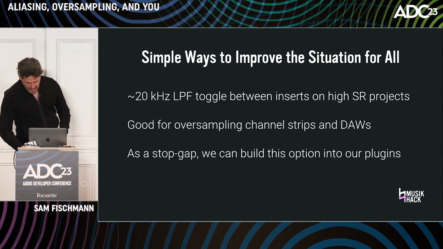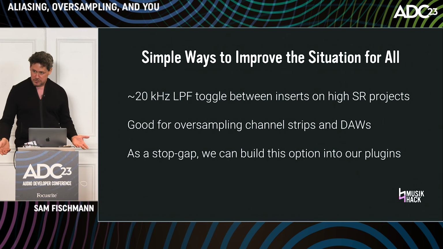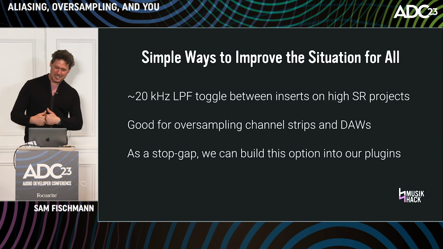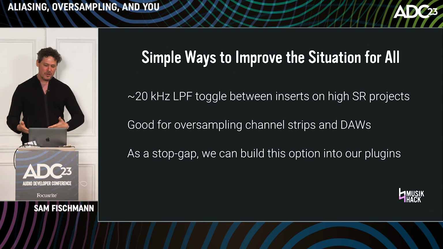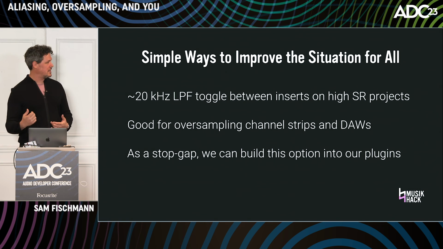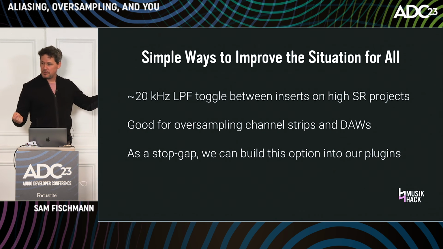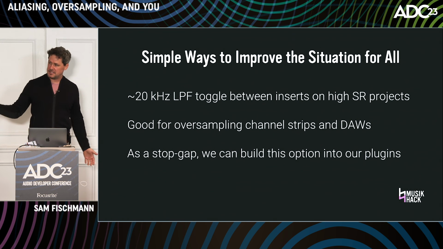So I have a proposal about how we could make things better for the users that we have. I have no interest in making a DAW or an oversampling channel strip, so I'm just giving this away. But if that's something you do, it would probably be a good idea to stick a little button next to your inserts that allows the user to stick a 20 kilohertz low pass filter in between your plugins. I mean, why not? You just click the button, it's better. And it prevents the aliasing staircase from building, and people don't have to turn on oversampling on every plugin they put in their chain.